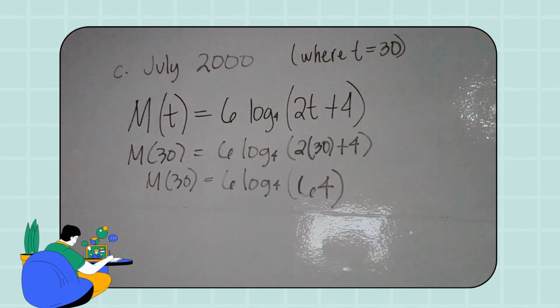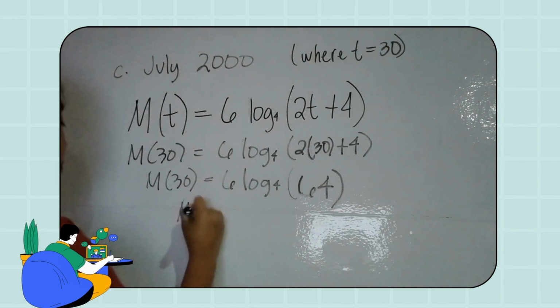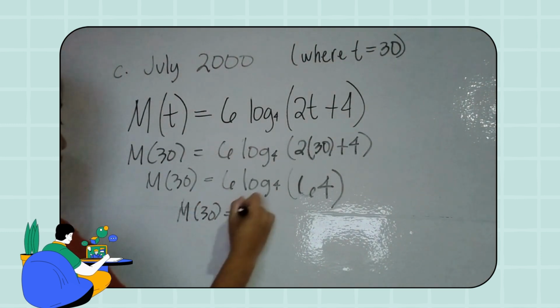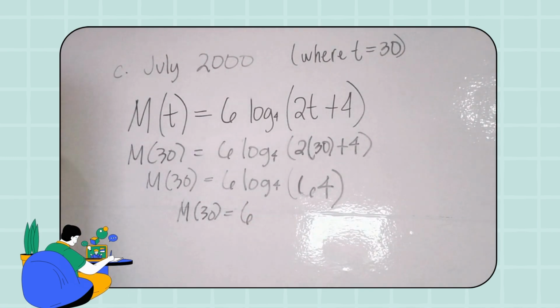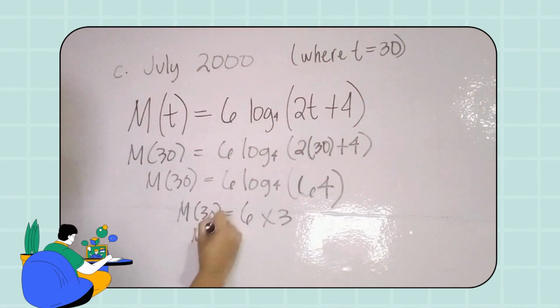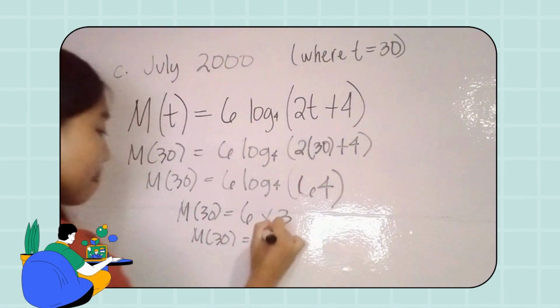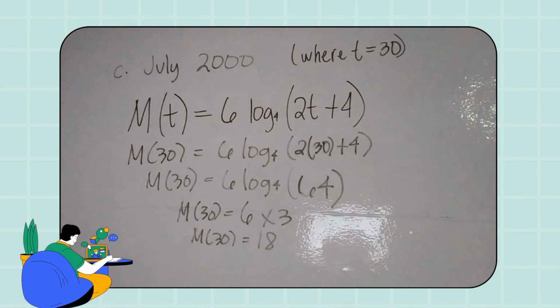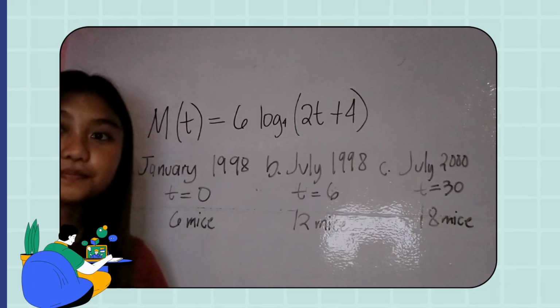We know that the logarithm base 4 of 64 is equal to 3, because 4 to the power of 3 is equal to 64. So we have here m of 30 equals 6 times 3, which is m of 30 equals 18. Thus, the number of mice in the house in July 2000 was 18.